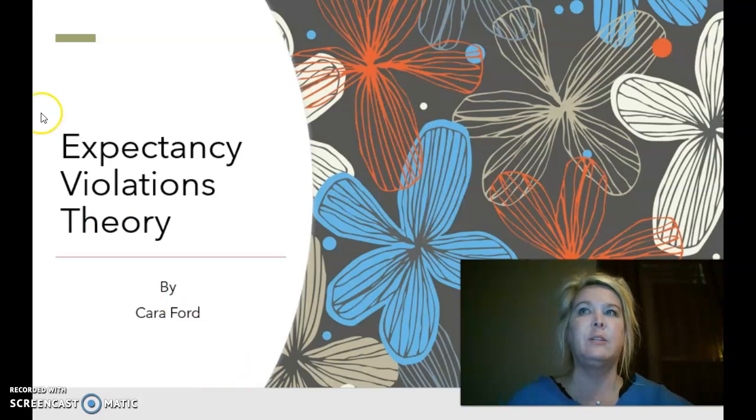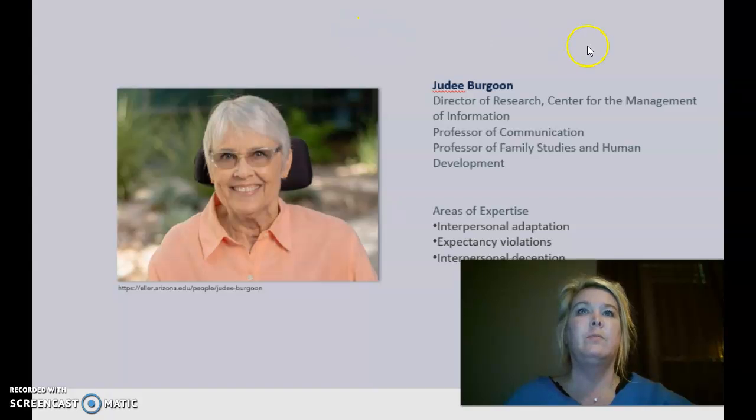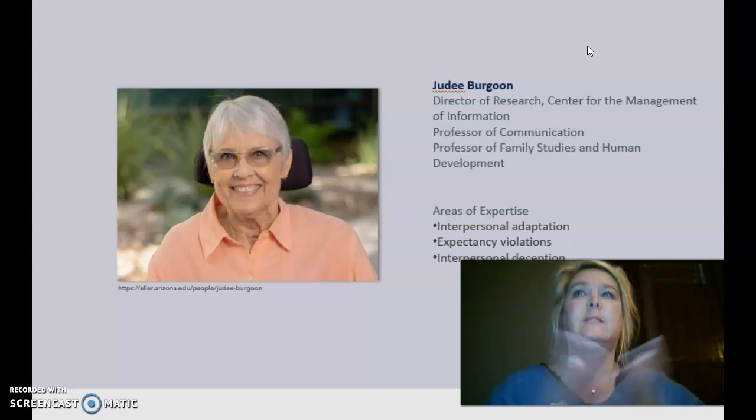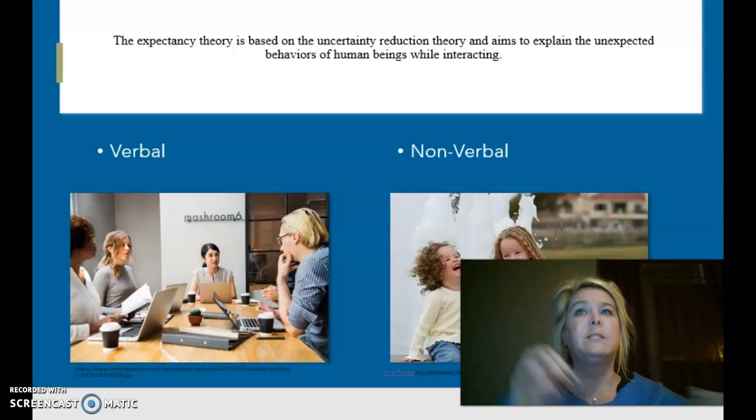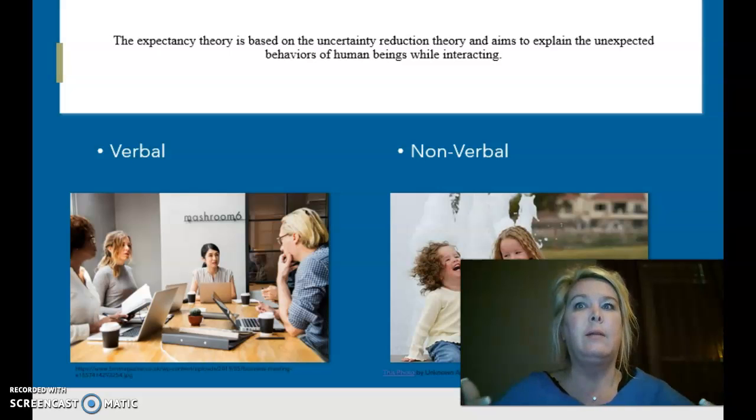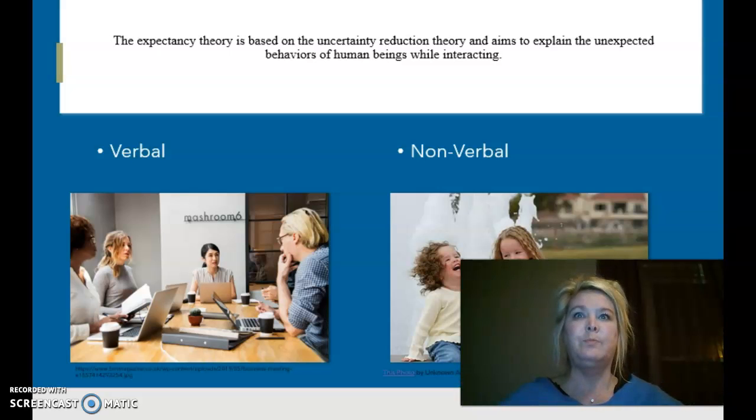The expectancy violation theory was brought about by Judy Burgoon, who is a professor at the University of Arizona, and she founded this theory. Of course, this is one of her areas of expertise. Professor Burgoon goes on to say the expectancy theory is based on the uncertainty reduction theory, and it aims to explain the unexpected behaviors of humans while interacting. This is verbal and nonverbal communication.